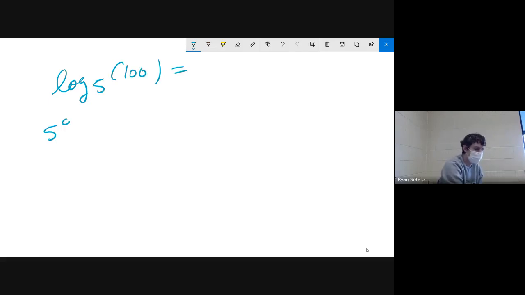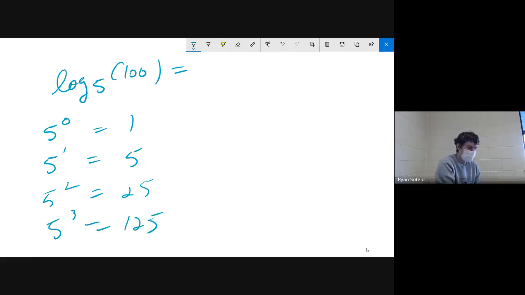Well, 5 to the 0 is 1. 5 to the 1 is 5. 5 to the 2 is 25. And 5 to the 3 is 125. So I can tell that 100 is between 25 and 125. So the power of 5 that I need here, 5 to the what makes 100, is going to be a decimal between 2 and 3. It's probably going to be closer to 3, so I'm going to guess something like 2.8. I don't know, but go ahead and try to raise 5 to the 2.8, and let's see what we get.